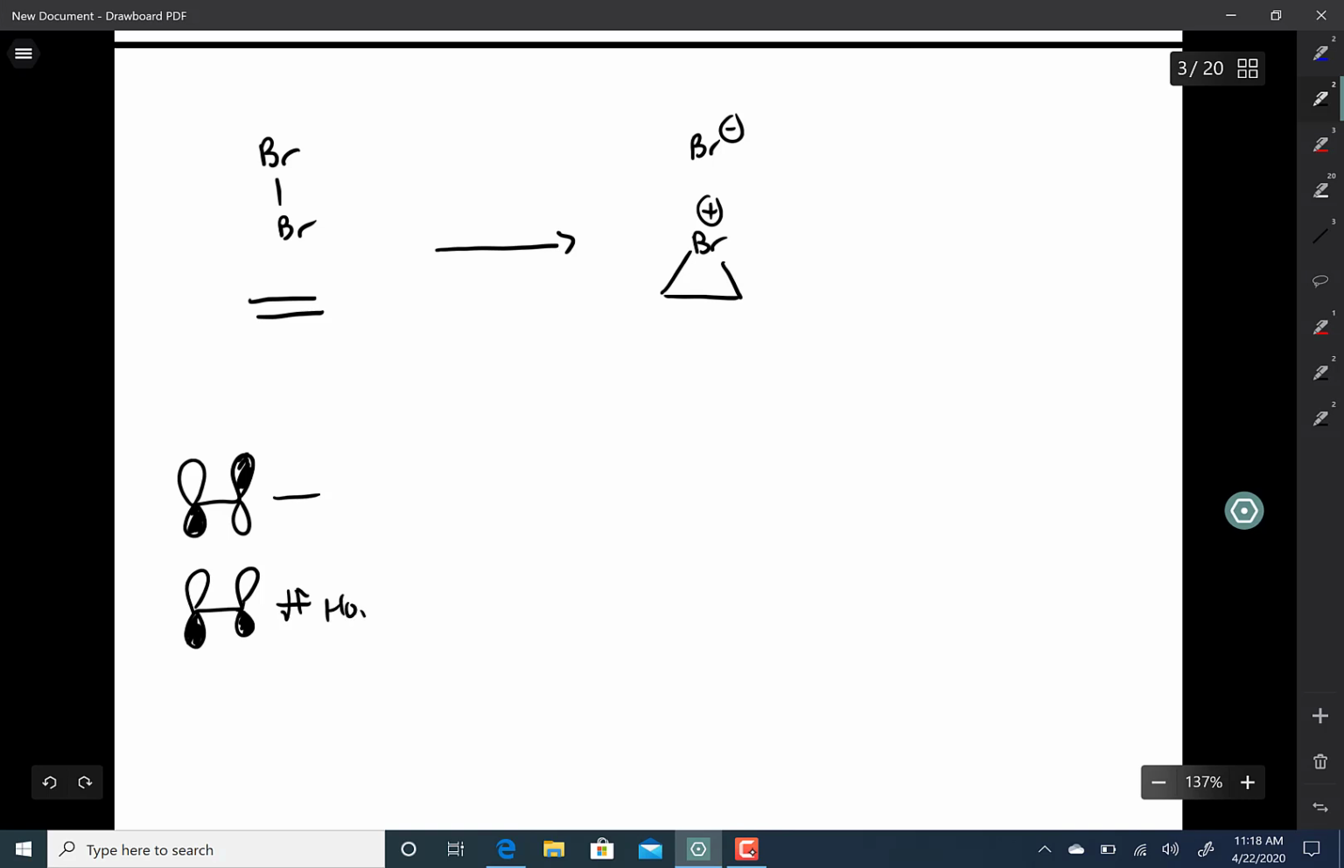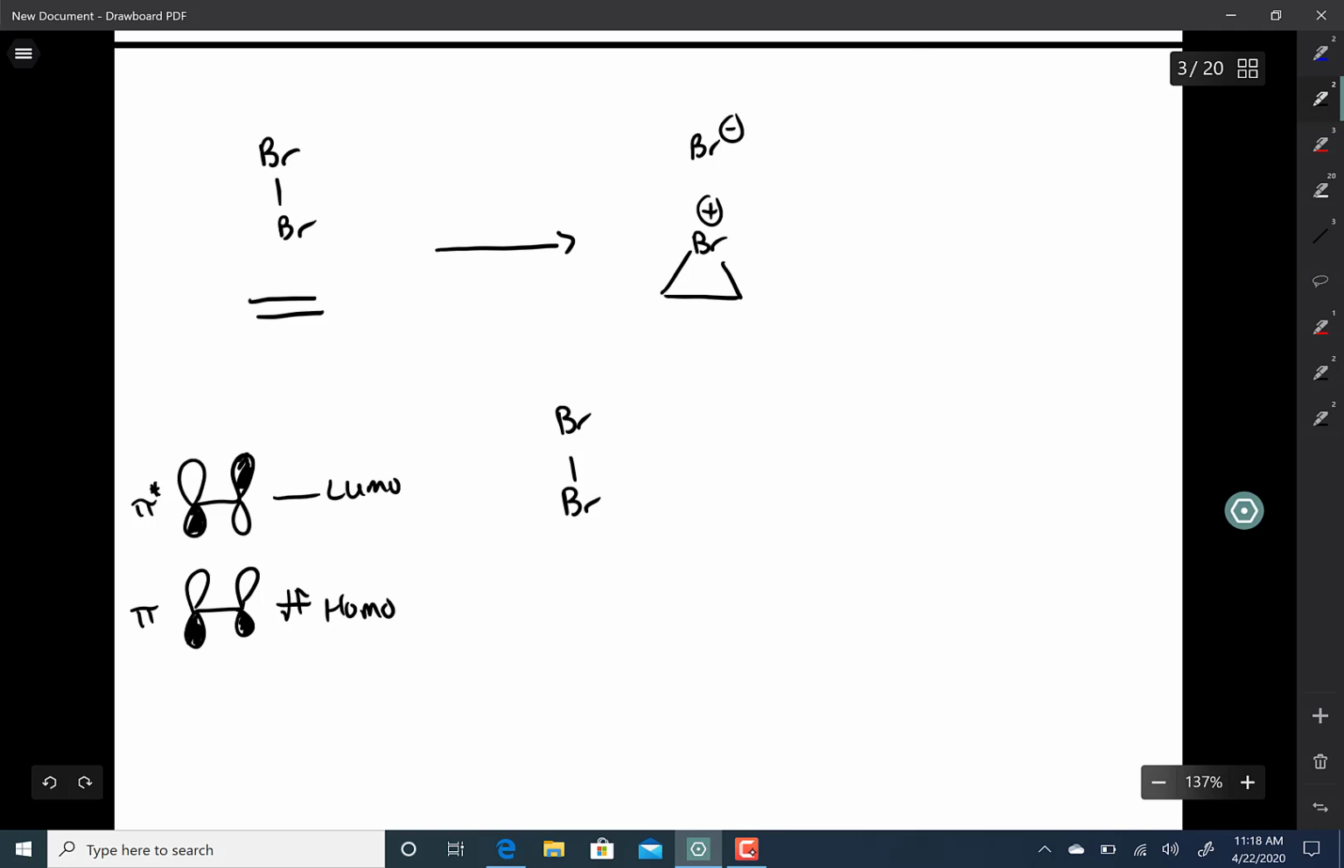You have the HOMO, and then you have the LUMO. The HOMO happens to be the pi bonding orbital. The LUMO happens to be the anti-bonding orbital. Now let's take a look at bromine.